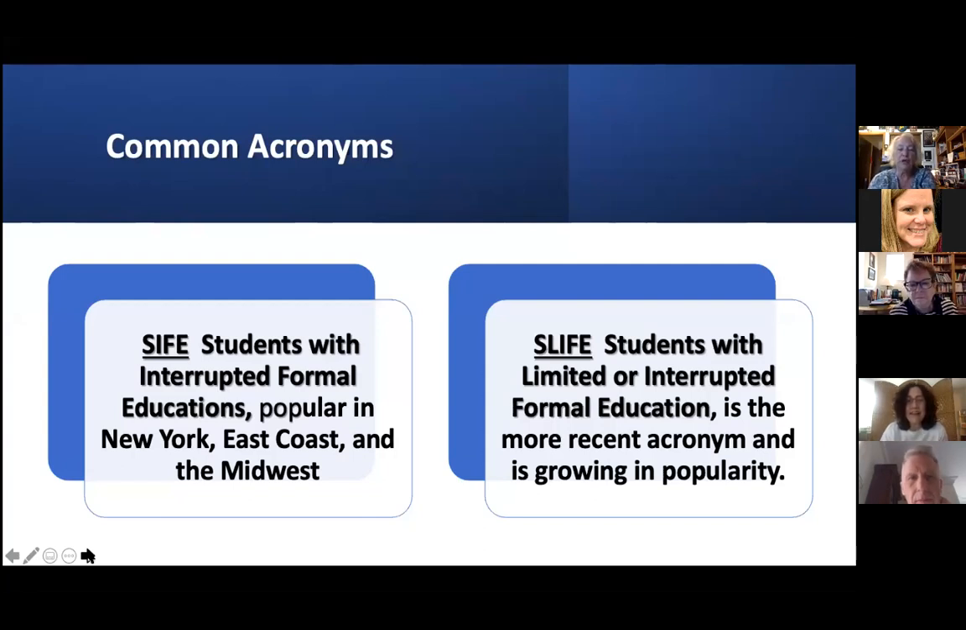She added the word limited because she wanted to make sure that the reader realized that some of these students actually come with no formal education. So it's beyond the idea of interrupted. We have not had a lot of these students lately, mainly because the number of refugees has dropped so dramatically in the last 4 years. But with the new administration and the new refugee ceiling, we expect that population to increase dramatically over the next few months and probably over the next 4 years.